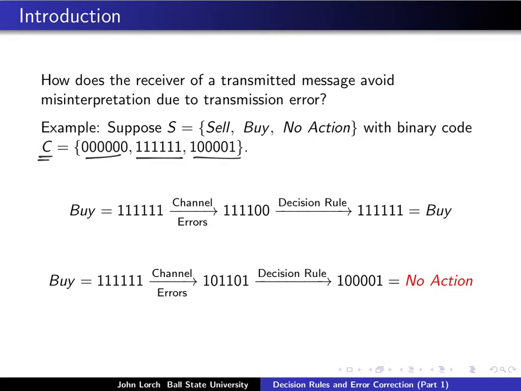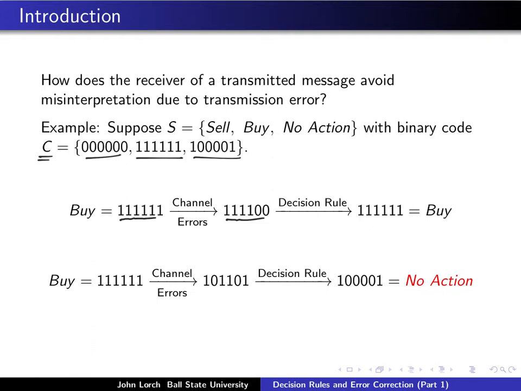So let's suppose we have a sender who wants to send the message buy. Well, first the sender encodes the message as 111111 and then puts this into a channel. Now, in the channel, there can be some transmission error. So what comes out may not be what the sender put in. So let's suppose what comes out is this binary string with 4 1s and 2 zeros at the end.